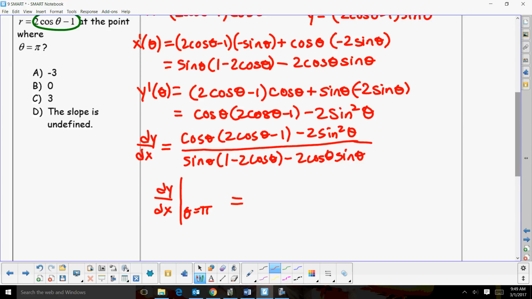So let's see. -1, -2, -1, -0 over -0. 3, -3 over 0, thank you. Which would be undefined. To be a vertical tangent going on there. Because the dy was not 0, right? I'd have 0 over 0 if the dy was.